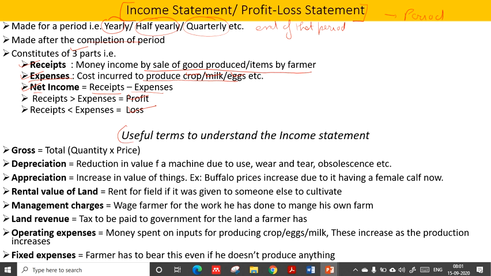There are some useful terms, so you will be able to understand what comes on the next slide. What do you mean by gross? Gross income, you might have heard. Gross income, okay, gross domestic product. It simply means whatever you have. Let's say you are selling wheat, you have 20 quintals of wheat and the price is 2000 rupees. So 40,000 is your gross income. Alright, we have not deducted any kind of expenses from it, so gross is without any kind of deduction, simply quantity you are selling and price of it.